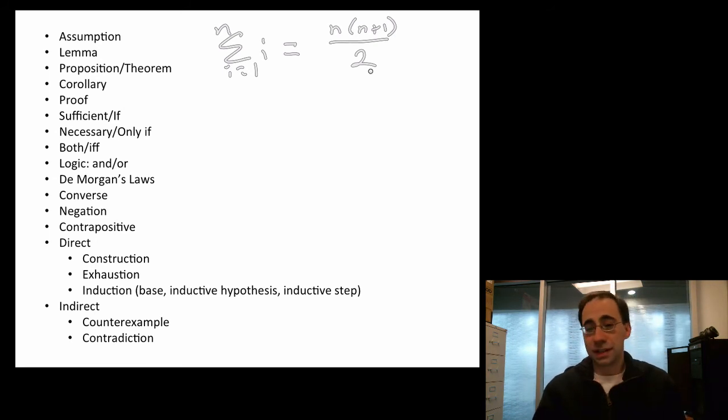This is occasionally useful to understand how to add sums. For instance, let's say I want to take a sum of i from 1 to 10. Well, I can plug in 10 times 11. That's 110. Divided by 2 is 55. That's the sum of i from 1 to 10. How do we show this?